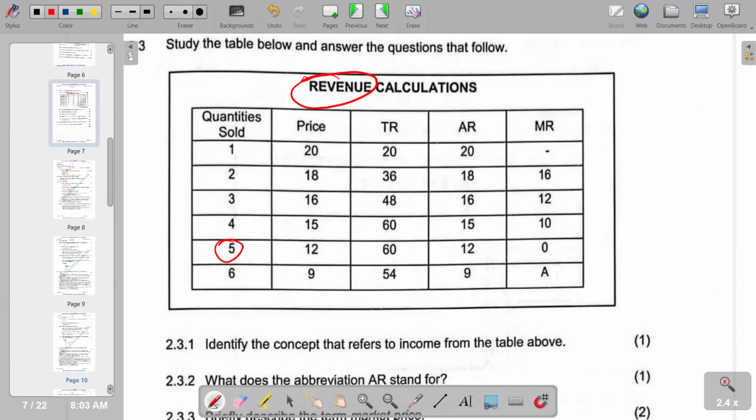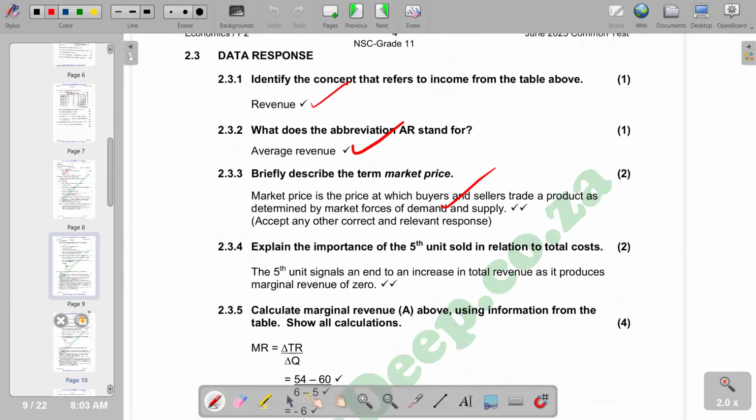And then the fifth unit sold, we are having marginal revenue equal to 0, which means the additional unit from the fourth to the fifth that has been added has resulted in no increase in total revenue. Remember, revenue is 60 and it remained 60 on the fifth unit. So basically, that's what we have. So we try to see the explanation that we have according to that. So we are saying the fifth unit signals an end to an increase in total revenue as it produces marginal revenue of 0. So this is the explanation that we have.